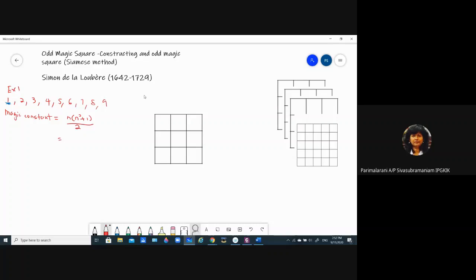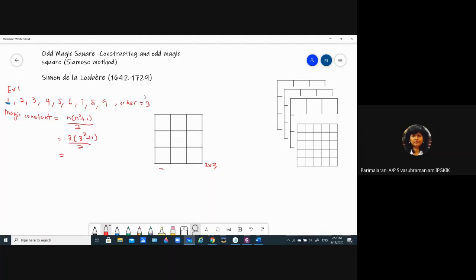So what is n here now? Okay, if we have 9 numbers, we are going to put it in a square that is 9 boxes like this, right? So this is 3 here and 3 here. This is a 3 by 3 magic square. So the order here is 3, which means your n is 3. N represents the order. So if we put in the values, it is 3 square plus 1 over 2.